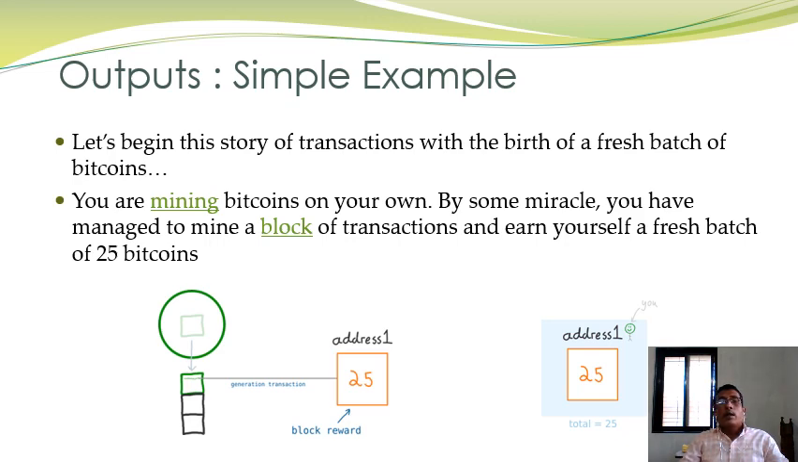A Bitcoin transaction is made up of these elements: inputs, outputs, locking script and unlocking script. In a Bitcoin transaction, we don't transfer any money, any Bitcoins, but we transfer outputs from the previous transaction to the next transaction. So we have to understand the concept of inputs and outputs, locking script and unlocking script.